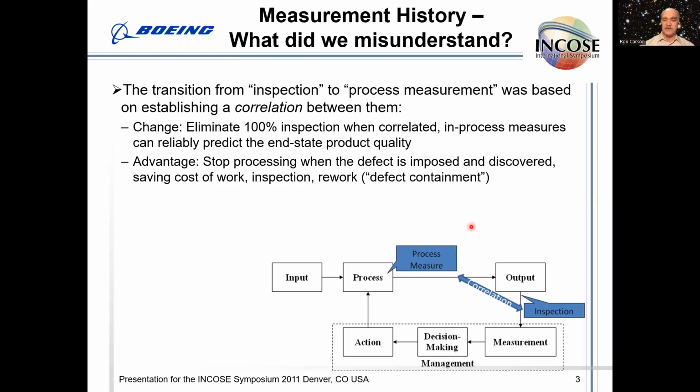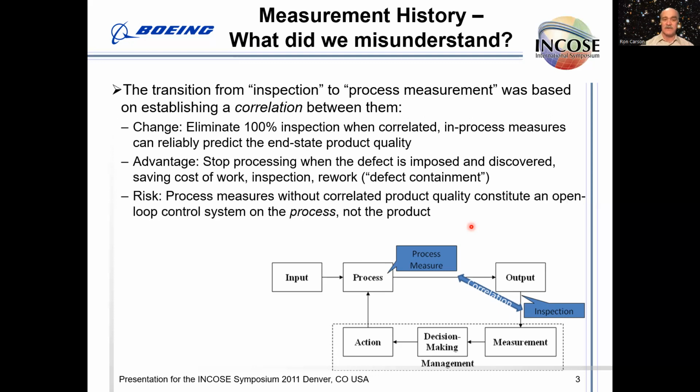So the advantage of going to process measures is that you can stop the processing when the defect is imposed and discovered. And this saves the cost of the work that you don't have to do on top of something that's not correct. Saves the cost of the inspection because now you can do sampling. And most importantly, it saves the cost of the rework because you have contained the defect without allowing it to propagate.